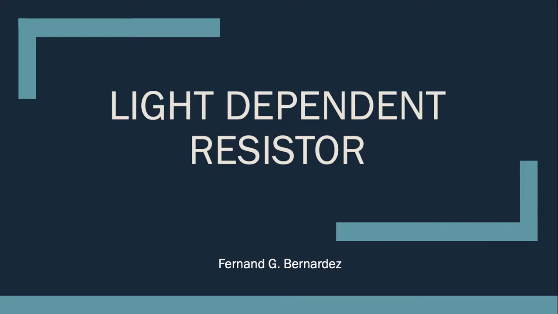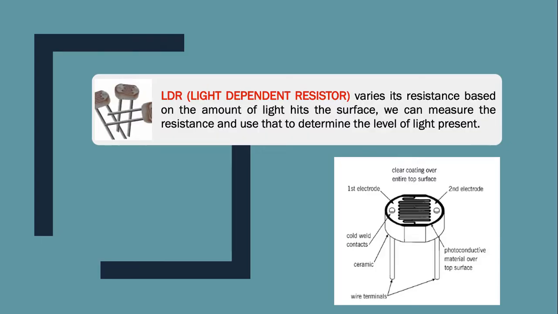In this video, we will be talking about the light dependent resistor, or what we call LDR. So what is the definition of LDR? LDR, or the light dependent resistor, varies its resistance based on the amount of light that hits the surface.